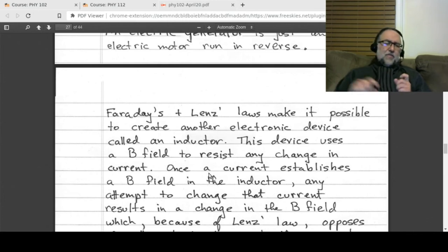Remember what Lenz's law says: if the B field tries to change, it induces a current which tries to oppose that change in the B field. So the B field kind of keeps the current always going. It tries to avoid a change in the current. Of course, if you don't keep giving it energy, it will eventually damp out, and you'll see that with the RL circuit we'll study in just a second. But basically, that's what an inductor is: a device which uses a B field to resist any changes in the current in a circuit.